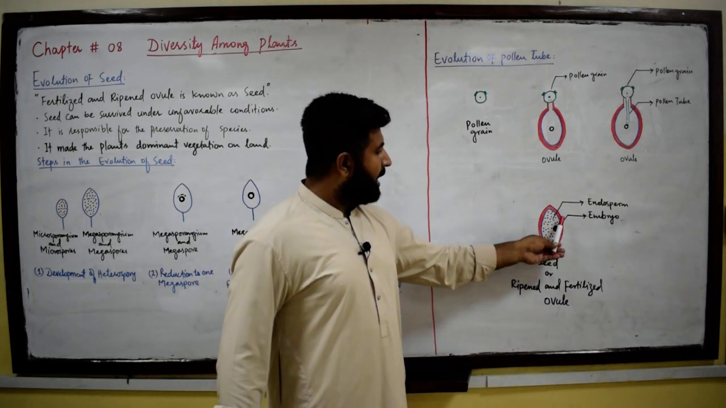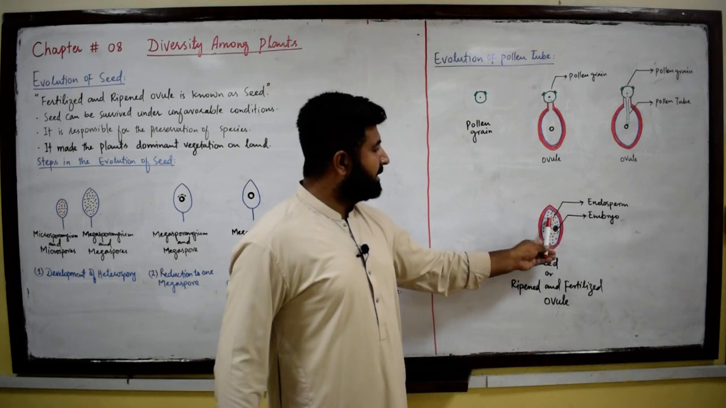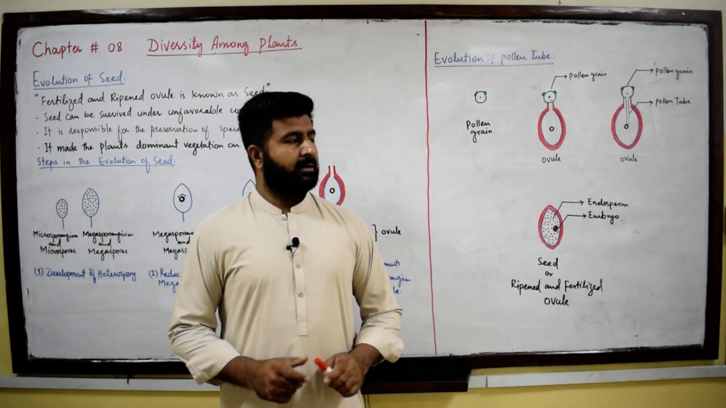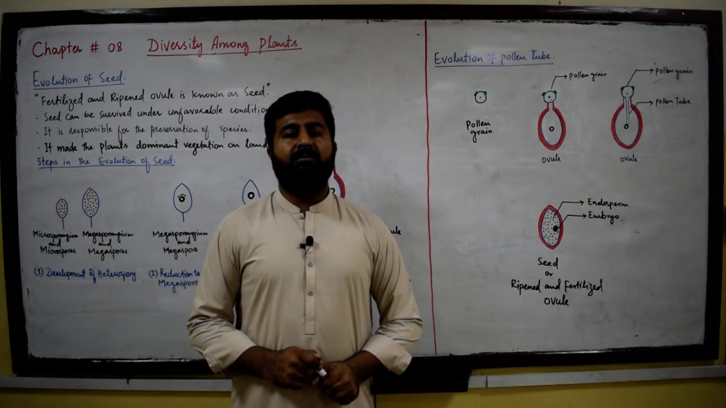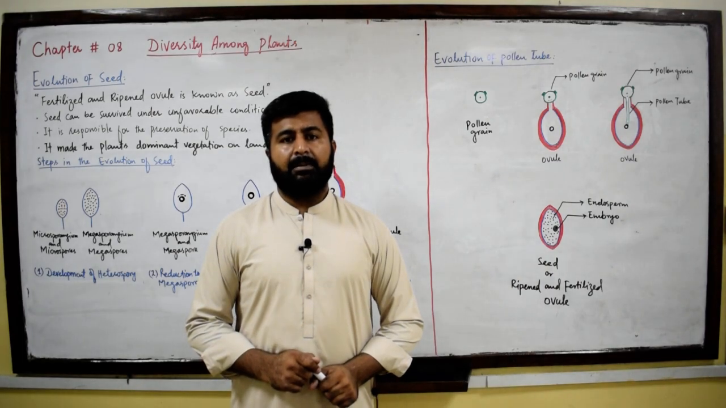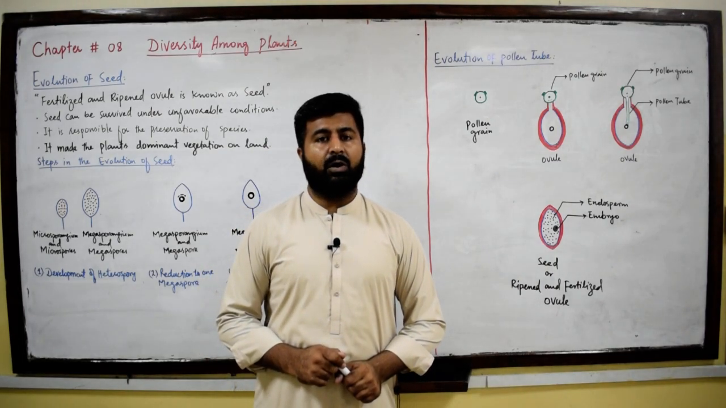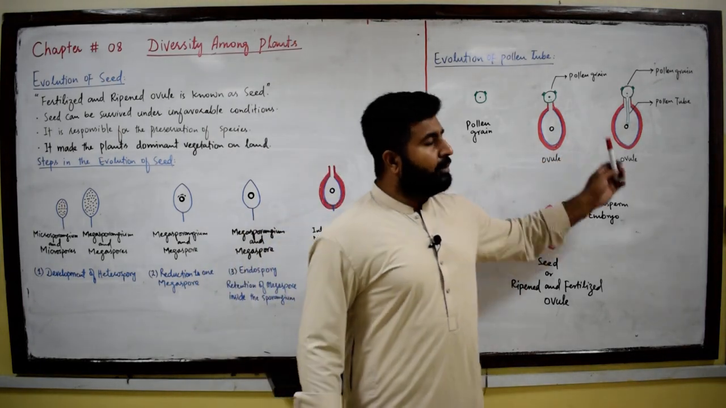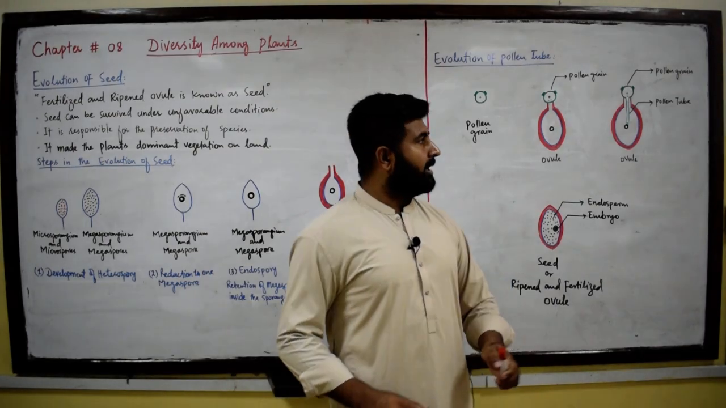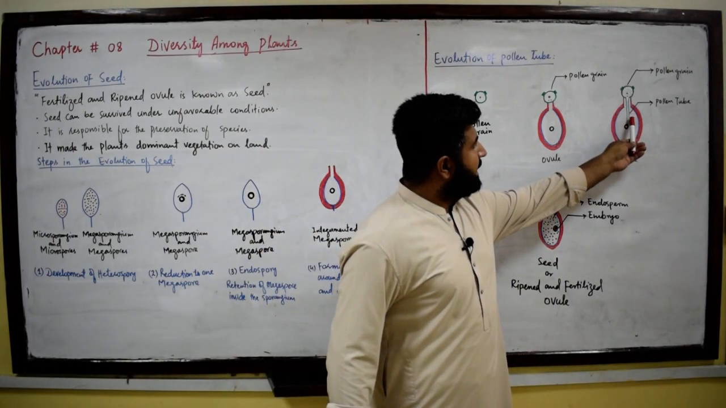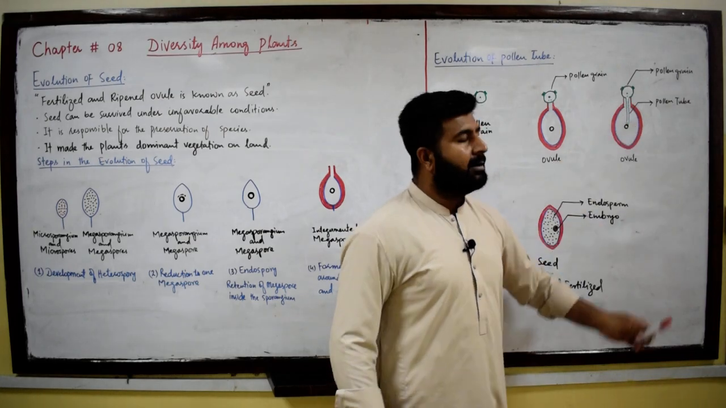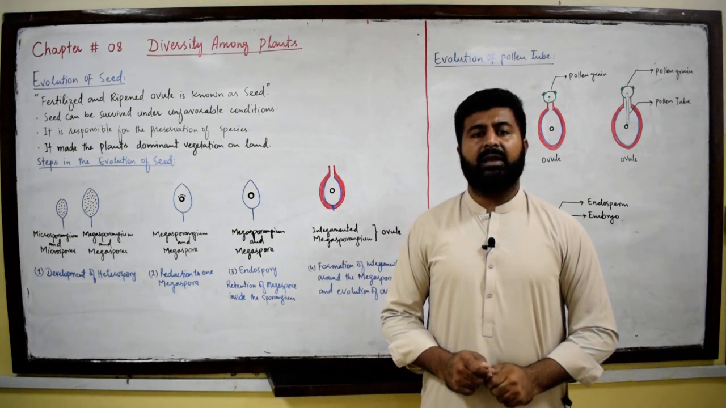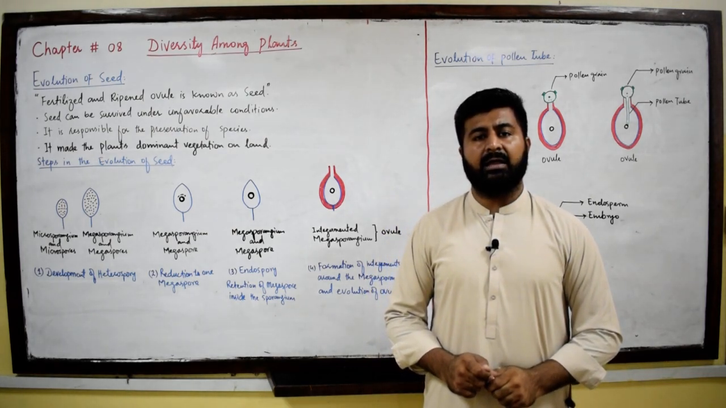This is the embryo, and this is the nutritive tissue inside the seed, which is called endosperm. Seeded plants are the most successful land plants because they do not need water for fertilization. If we look into the seeded plant, the water factor is eliminated by the evolution of the pollen tube. That is why seeded plants are present in all types of habitat on the earth.